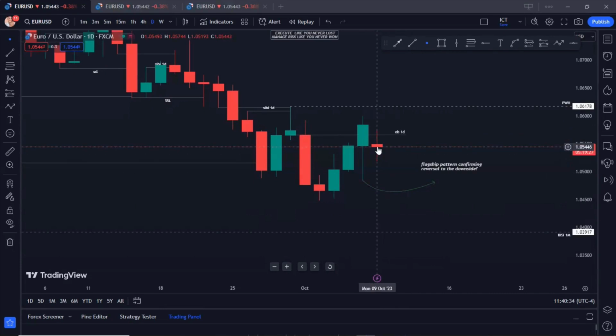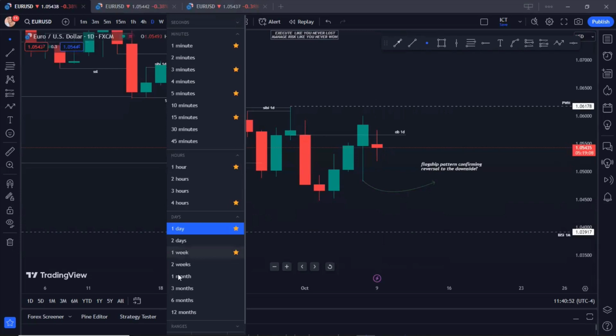Another confirmation is, if today, which is Monday, closes without taking this high, so you take it as a swing point, that means we have two reversal confirmations in the daily time frame. So on Tuesday we'll be selling until this low is taken. Now remember, the overall draw on liquidity is in the higher time frame, which is the monthly time frame. Now I will take you guys to the monthly time frame.